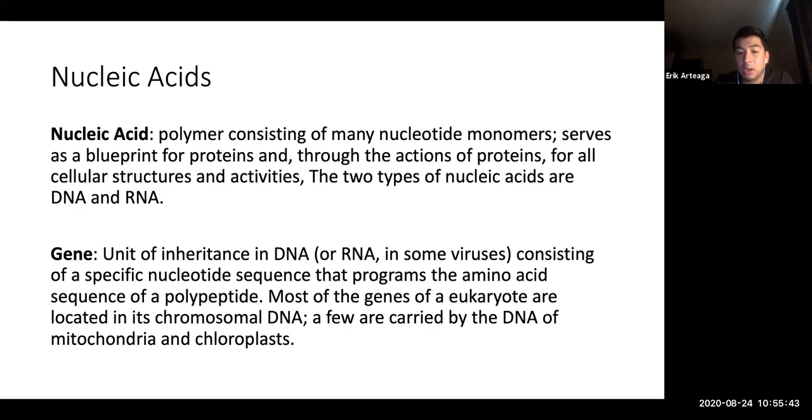Most of the genes of a eukaryote are located in its chromosomal DNA.